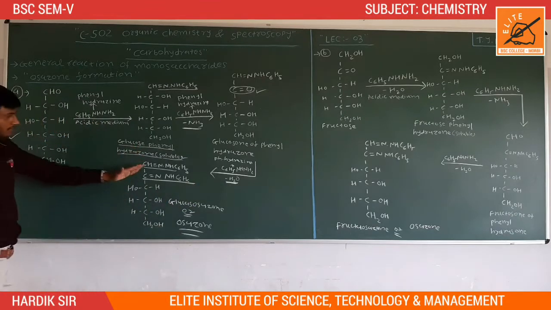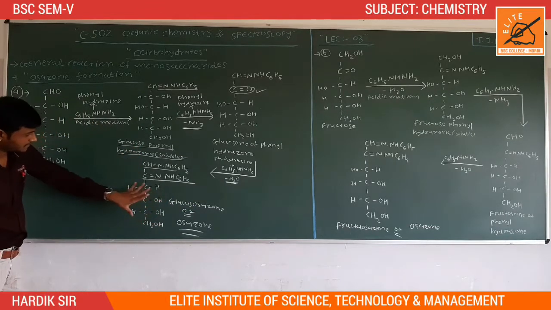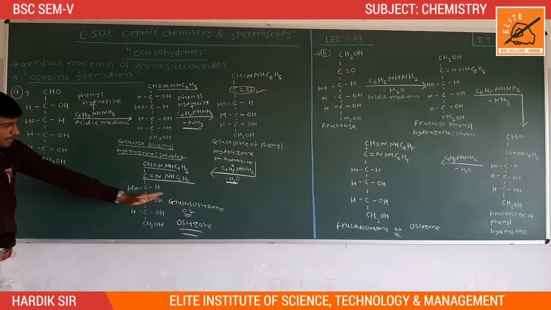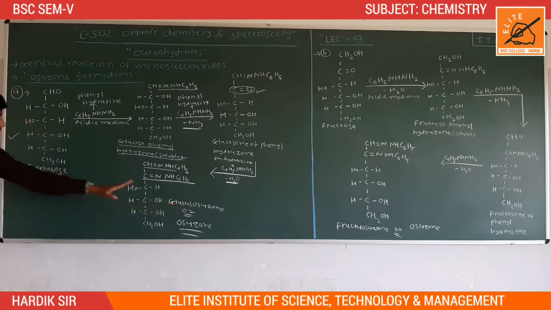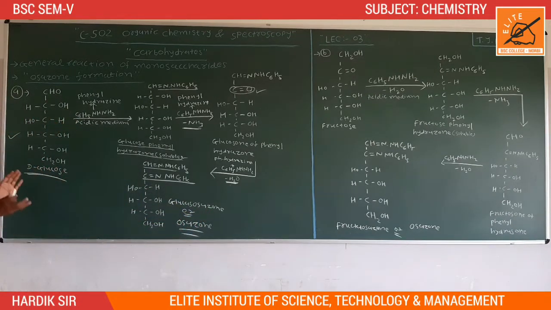osazone. Same part: 1, 2, 3, 4. These are the 4 hydroxyl groups and 6 carbons. It is called osazone or glucosazone because it is produced from glucose. So this is the formation of osazone from D-glucose. This is the osazone formation process, and osazone is produced from D-glucose.